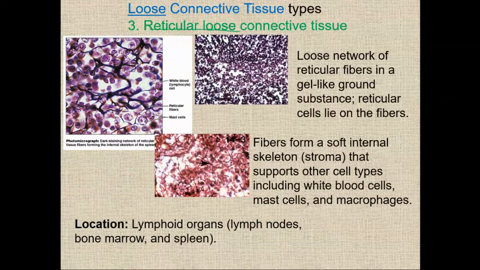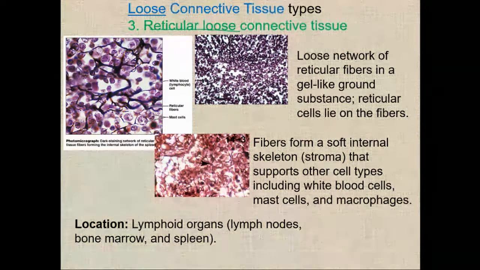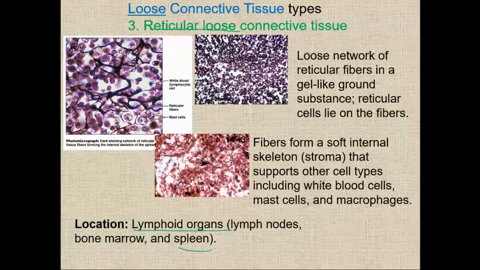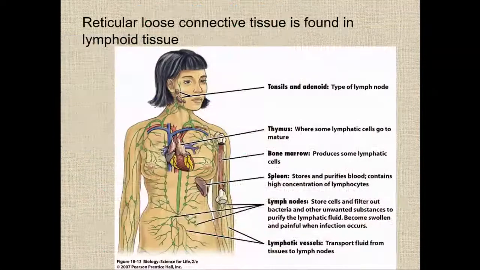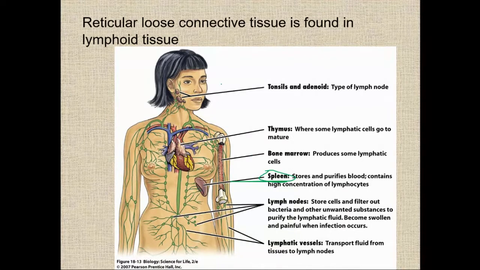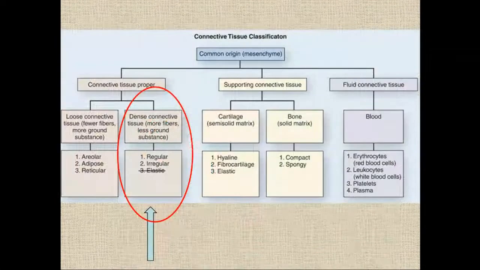Then we have the reticular loose connective tissue. It looks like a reticulum. This is a very special type of tissue. It's found mostly in lymphoid organs. For instance, remember the spleen. Spleen is that kind of organ where you find this kind of tissue. If you section the spleen, you'll see how it is a very spongy type of organ because of the presence of this type of tissue.